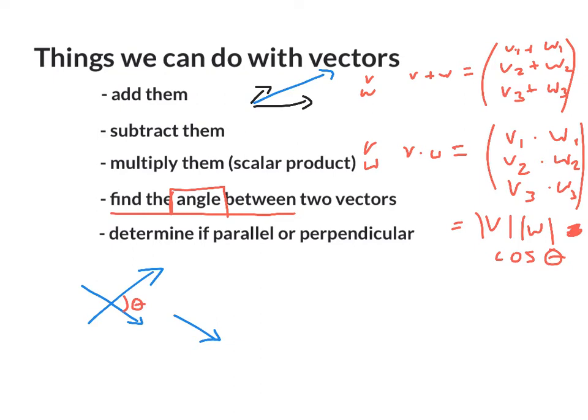Okay, so why is that angle important? Well, for the next thing here, we can determine parallel or perpendicular vectors. This can be really important in some applications, seeing if different forces are acting, say, together or in opposition with each other. So let's look at some examples.